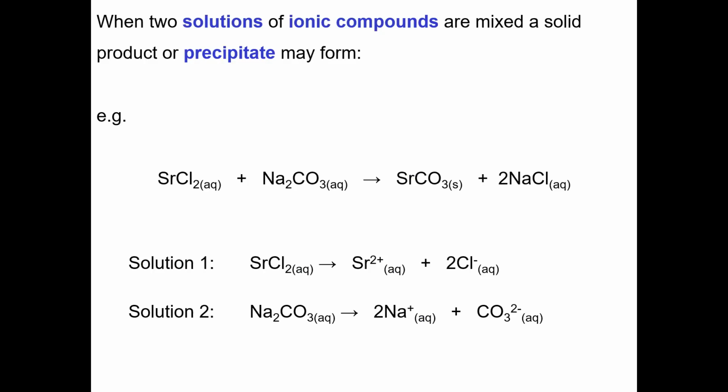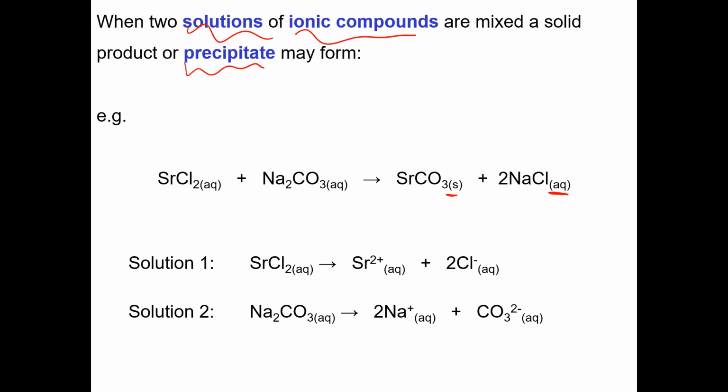Okay, so one of the ways that we're going to use these tools is when we're looking at reactions where two solutions of ionic compounds are combined, and we're asked to predict if a precipitate forms. So this is actually a reaction that we often do in the lab. Aqueous strontium chloride is combined with aqueous sodium carbonate, and it forms a solid or precipitate of strontium carbonate and an aqueous solution of sodium chloride.